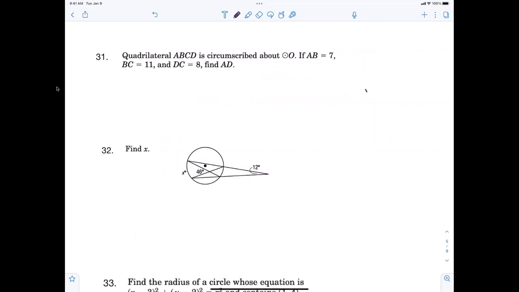Okay. Here's another circle. And then there's a quadrilateral.